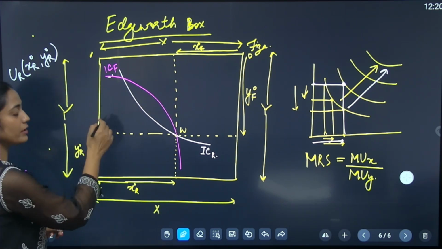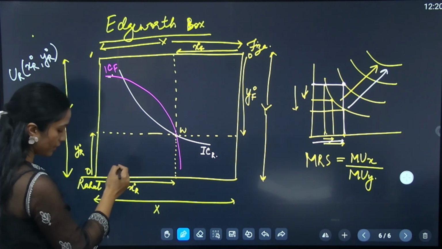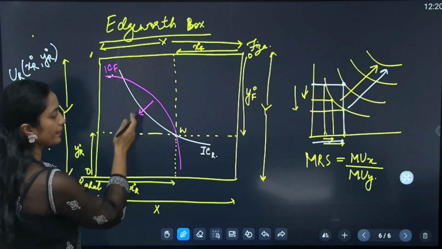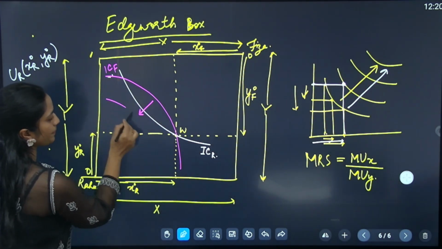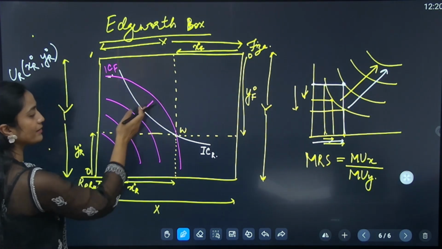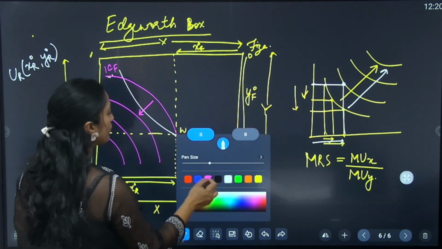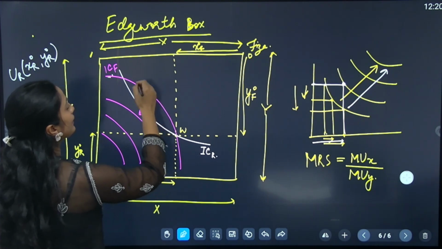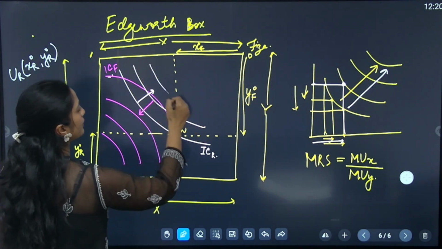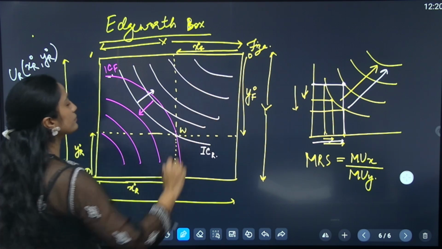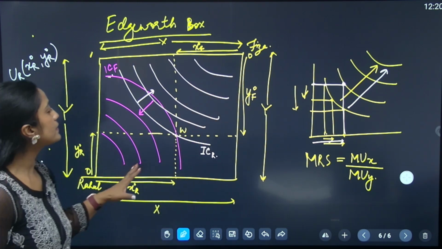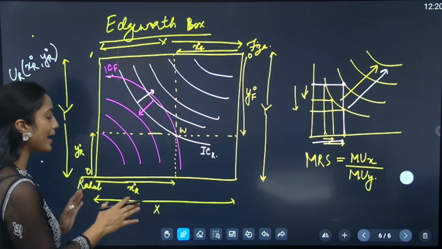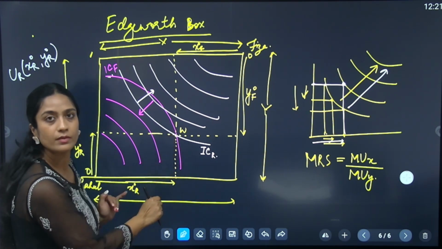You can now see that the utility of Fizza is increasing in this direction, right? It will be something like this. The utility curves will be like this for Fizza, and for Rahul, they will be what we have usual, right? So for Rahul, this will be the direction of increment of utility, and the curves will look something like this. All right. So this is the entire concept of the Edgeworth box, where you can denote the bundles.